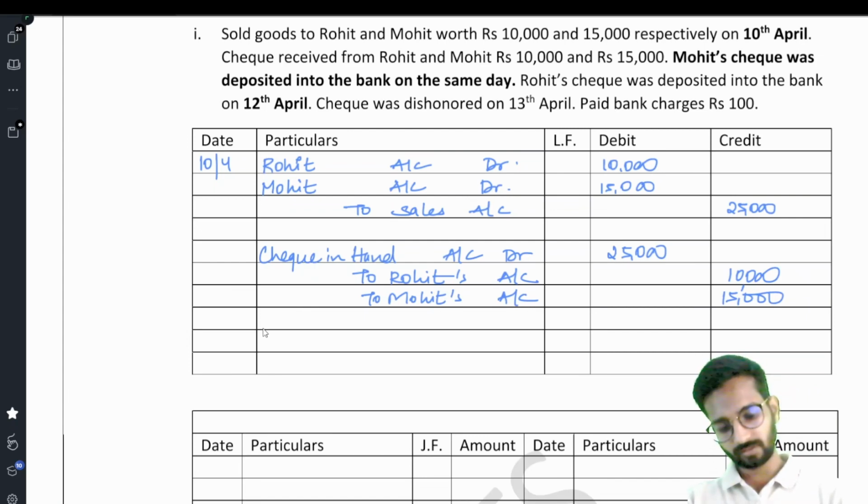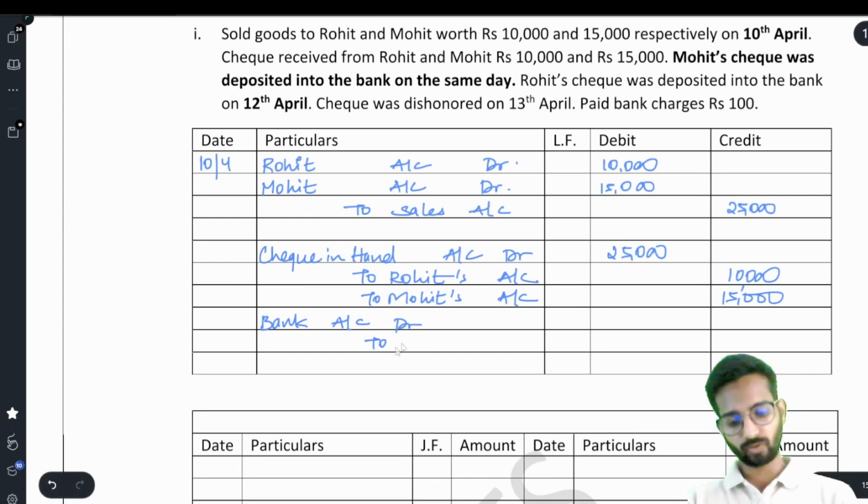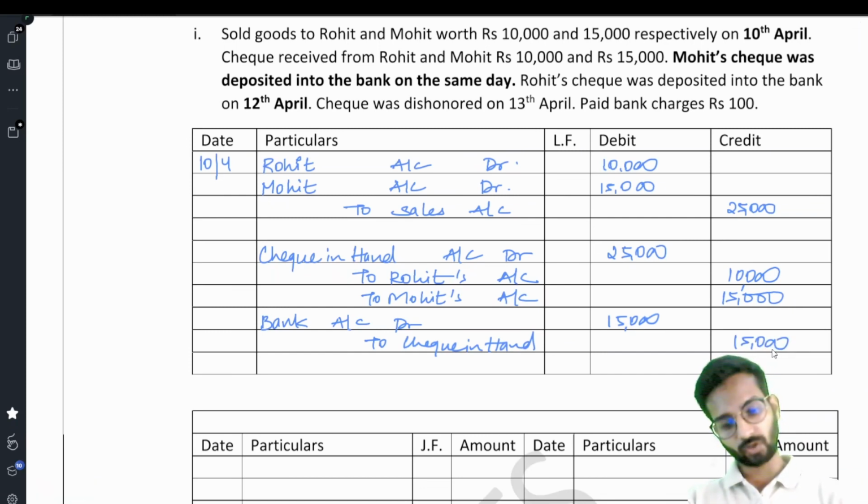So we can say that bank account debit. This everything is happening on 10th April. So bank account debit to Mohit. Sorry, not to Mohit. Mohit has already given. Bank account debit to checks in hand. Whatever check we received from Mohit. Bank account debit to check in hand. How much? 15,000 and 15,000. The problem occurs with Rohit.